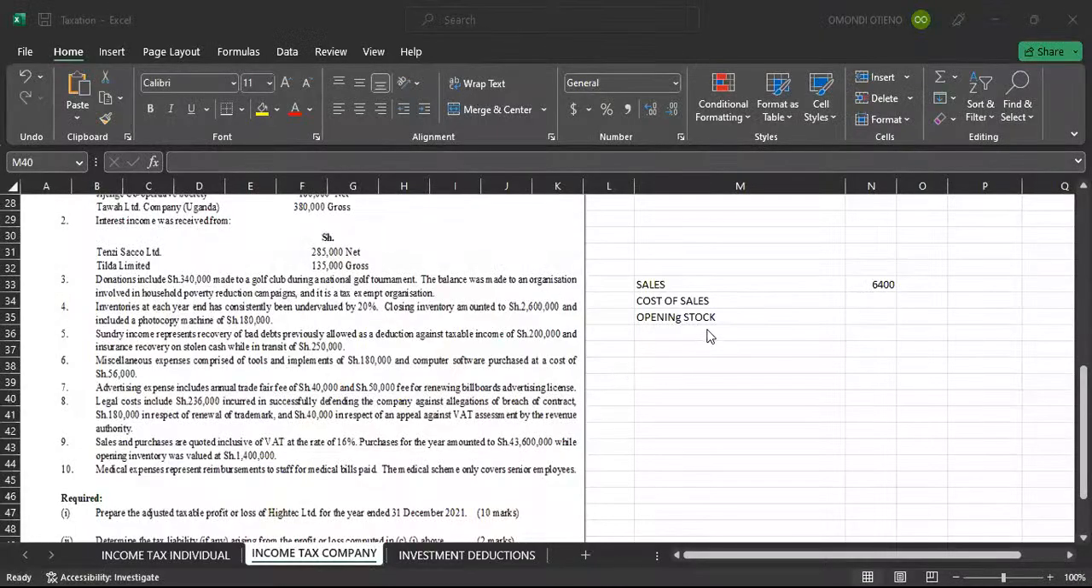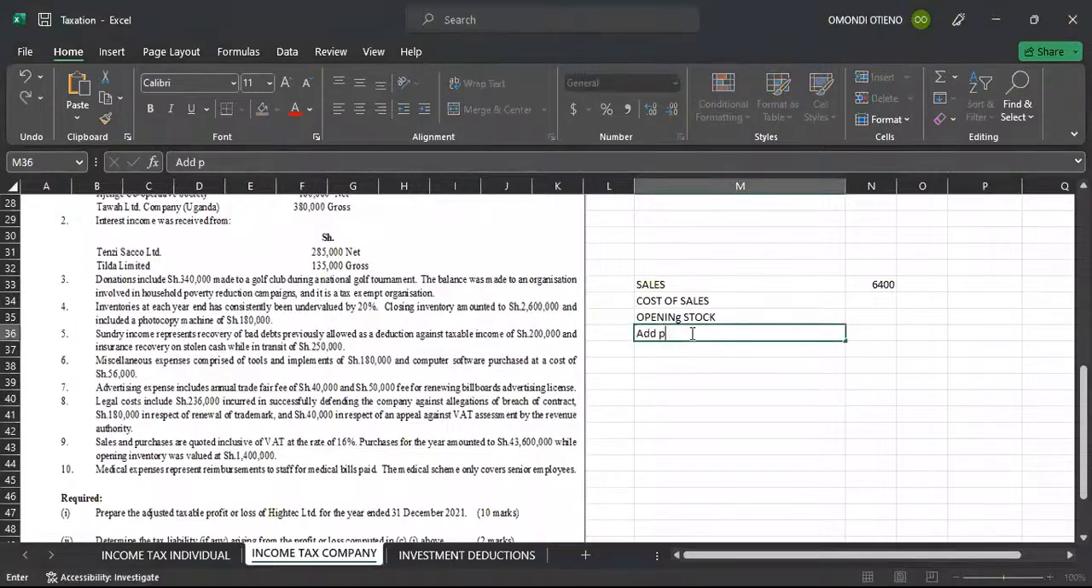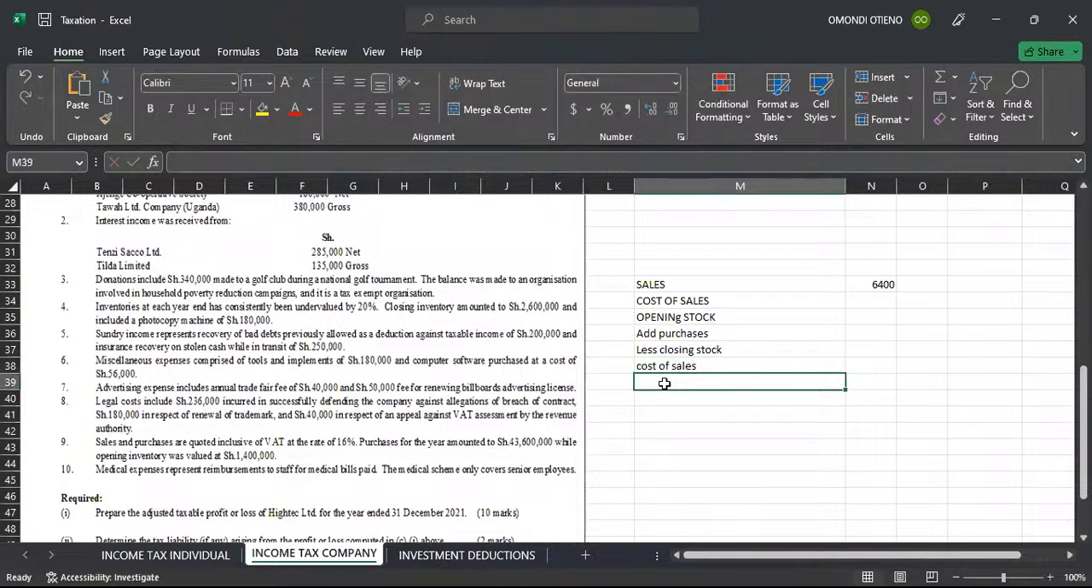Okay, so once we have this opening stock, we add purchases. Then we less closing stock for us to get cost of sales. And then from there, we'll be able to get our gross profit.